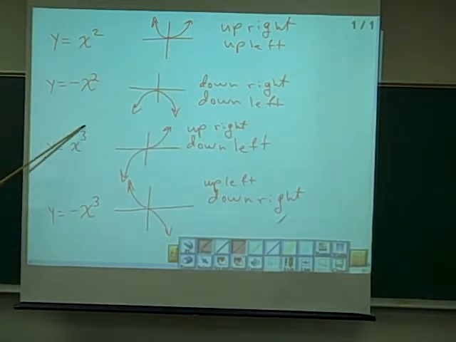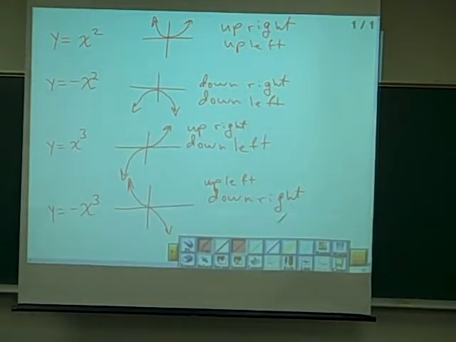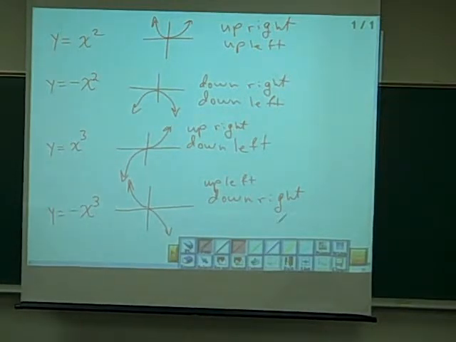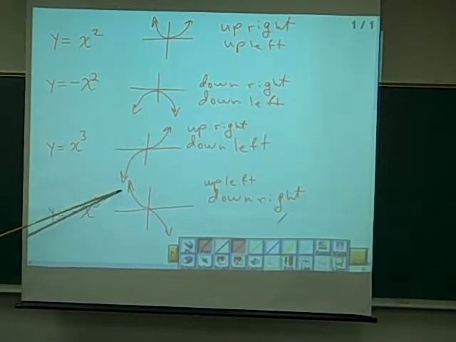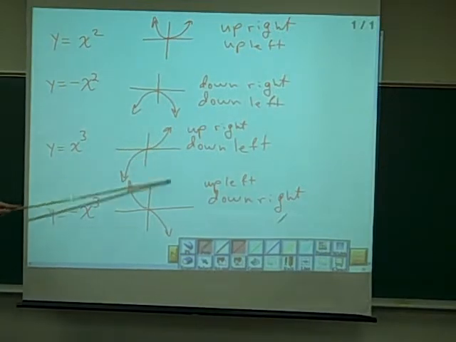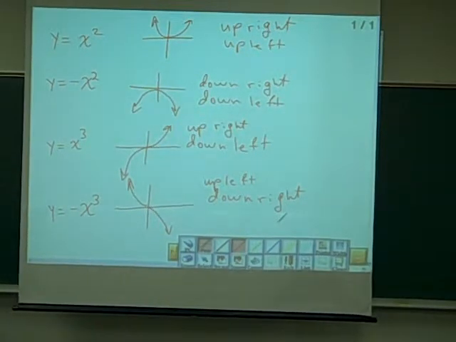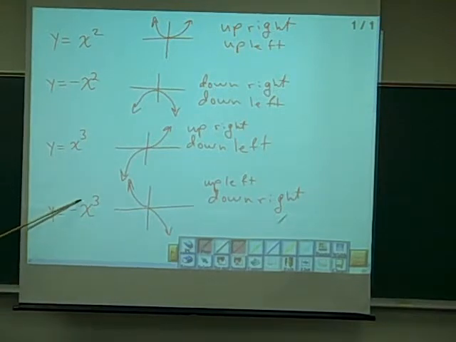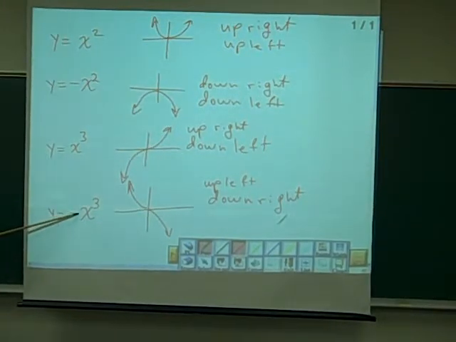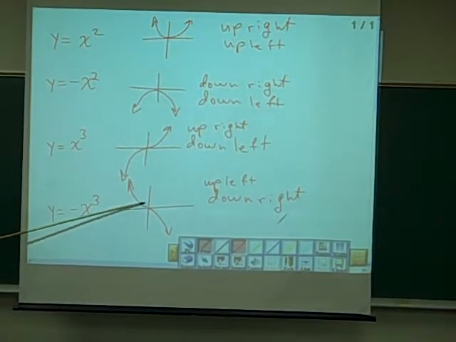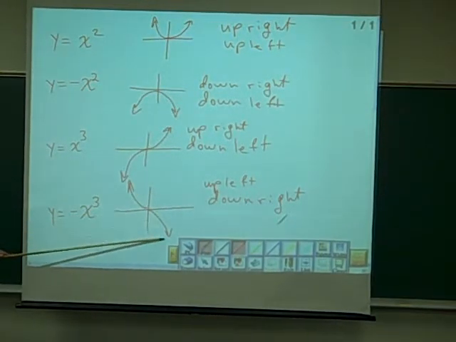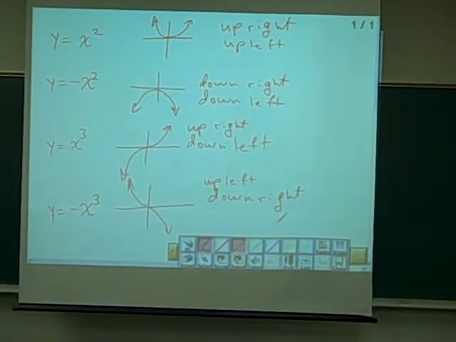Any graph that has an odd leading exponent, like x to the 5th, x to the 7th, and so on, is going to behave like x cubed. It's going to end up and to the right, down and to the left. Again, it will have different curves in between there, but that's how it will basically end up. And if it has a negative coefficient with an odd exponent, then it'll behave like a negative x cubed, up and to the left, and then it'll do some curves, and then eventually go down and to the right.